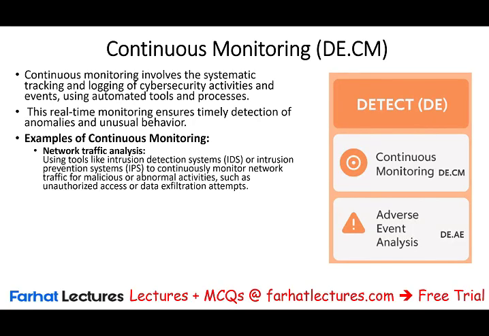So how can you continuously monitor? Well, we could look at network traffic analysis, and we'll talk about those. Every time I say this, we're going to talk about those in depth later on. We could use tools such as intrusion detection system, IDS, or intrusion prevention system, IPS, to continually monitor network traffic for malicious or abnormal activities such as unauthorized access or data exfiltration attempts. So we have these tools that will continuously monitor what? Our network, and tell us what is happening.